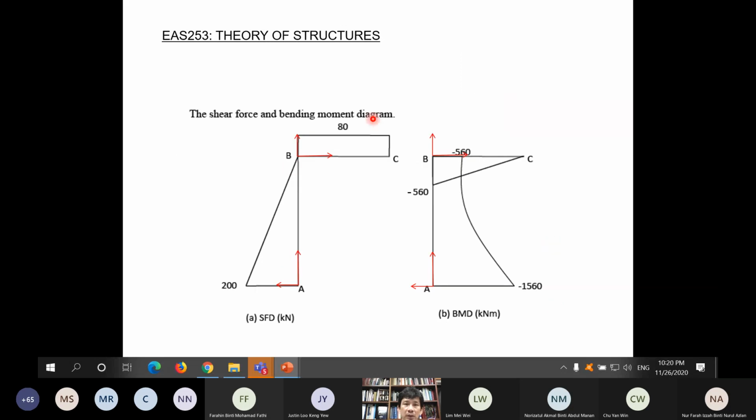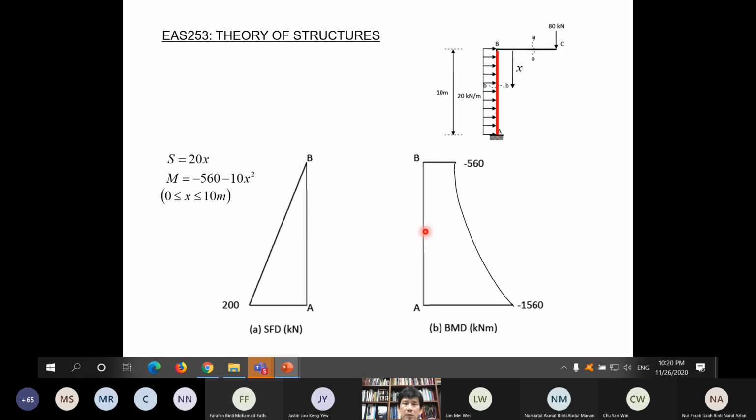So the shear force and bending moment diagram that we produce, we get to this shear force diagram, bending moment diagram. This is complete. Now we show this is just part of it. No? It's not complete yet. So when you show the answer, you should finally show when you combine them together.